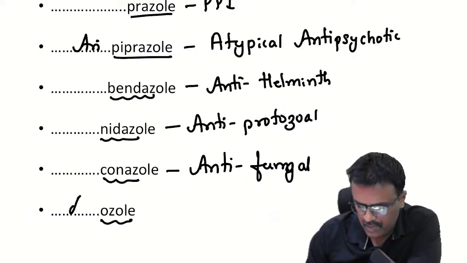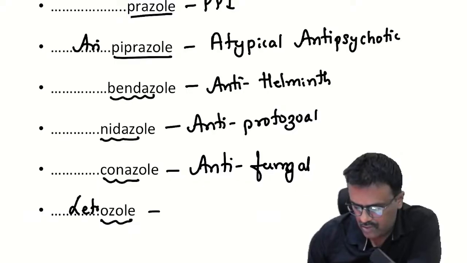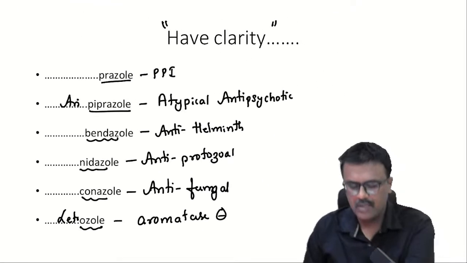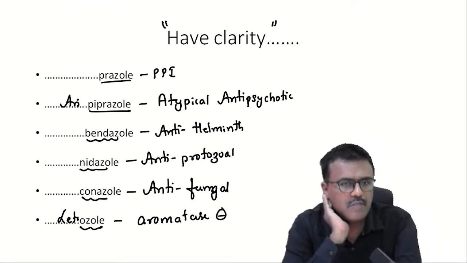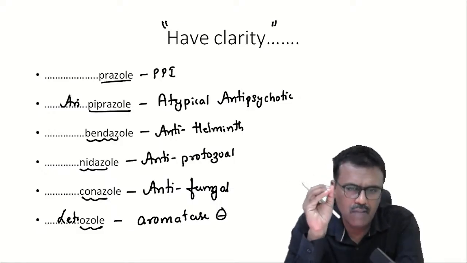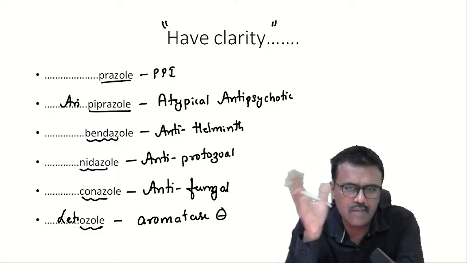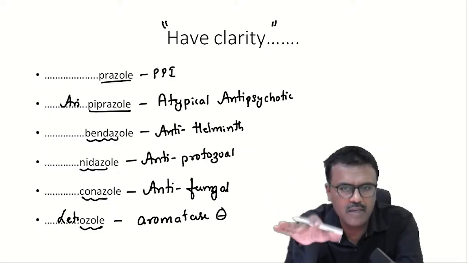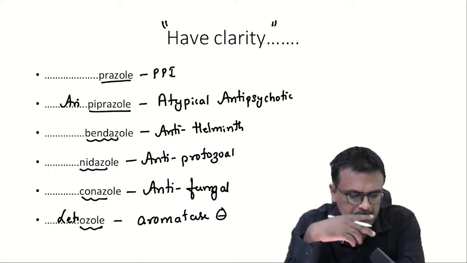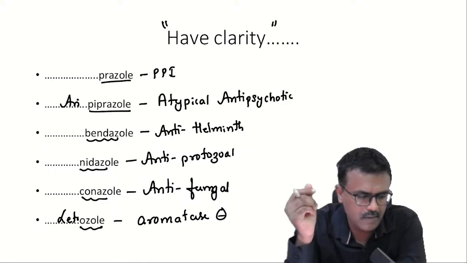Ozole, for example letrozole, anastrozole, they are aromatase inhibitors. So this is the confusion which you may have in the exams. Even though these are minor things, in the exam you are tensed up with 19 subjects, you may make mistakes, so avoid that. Okay.